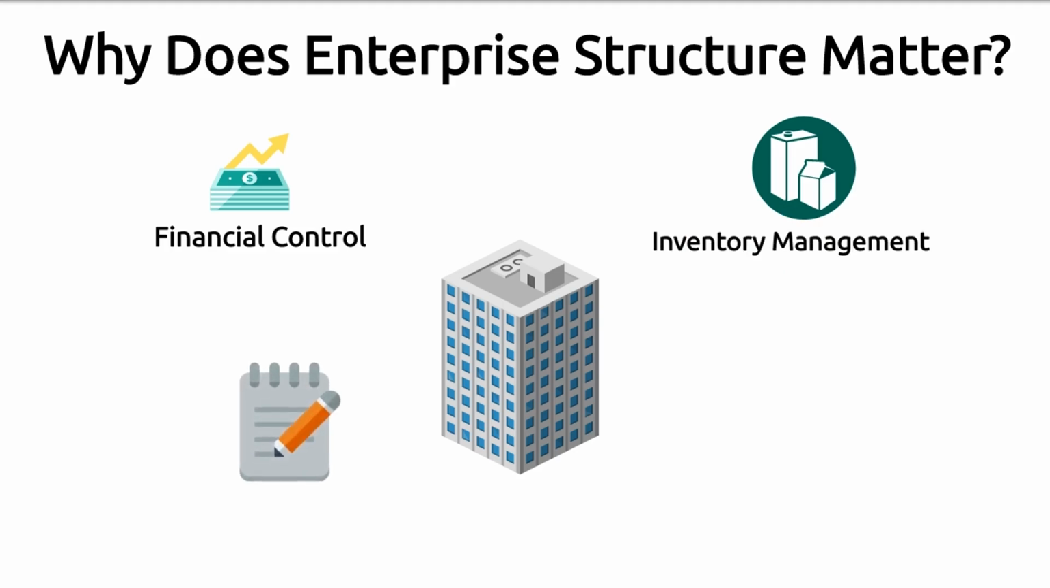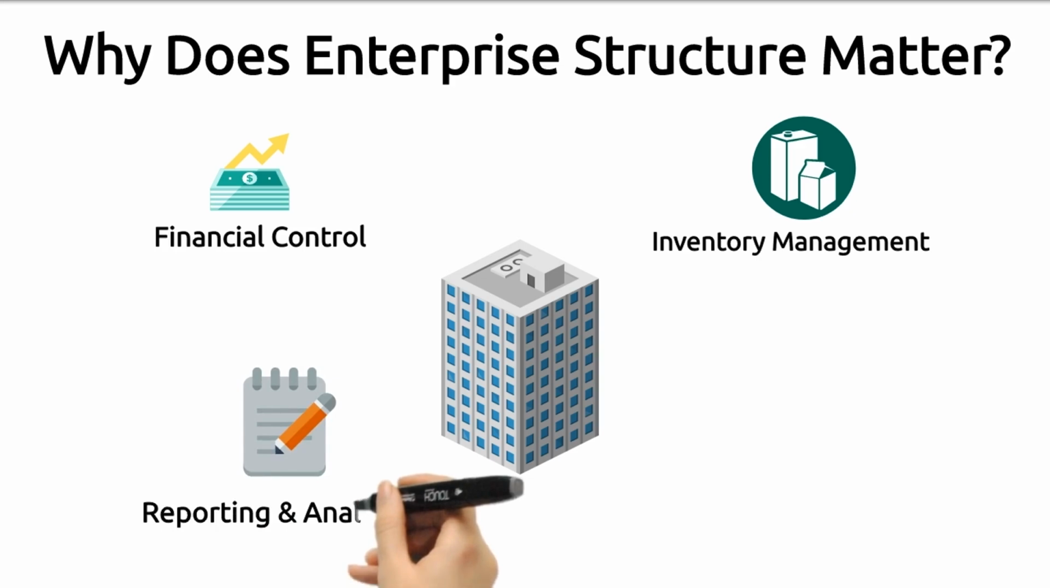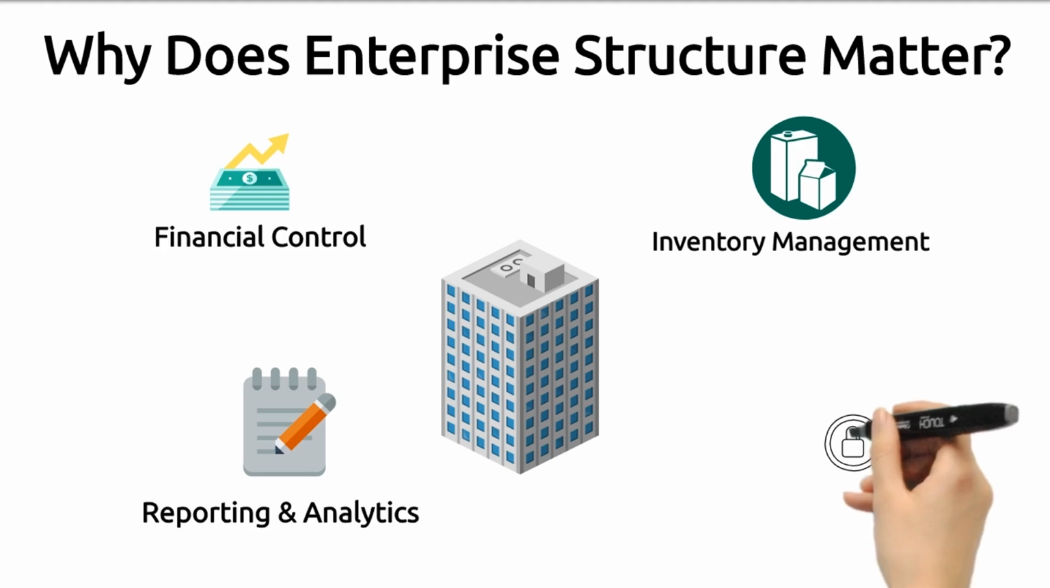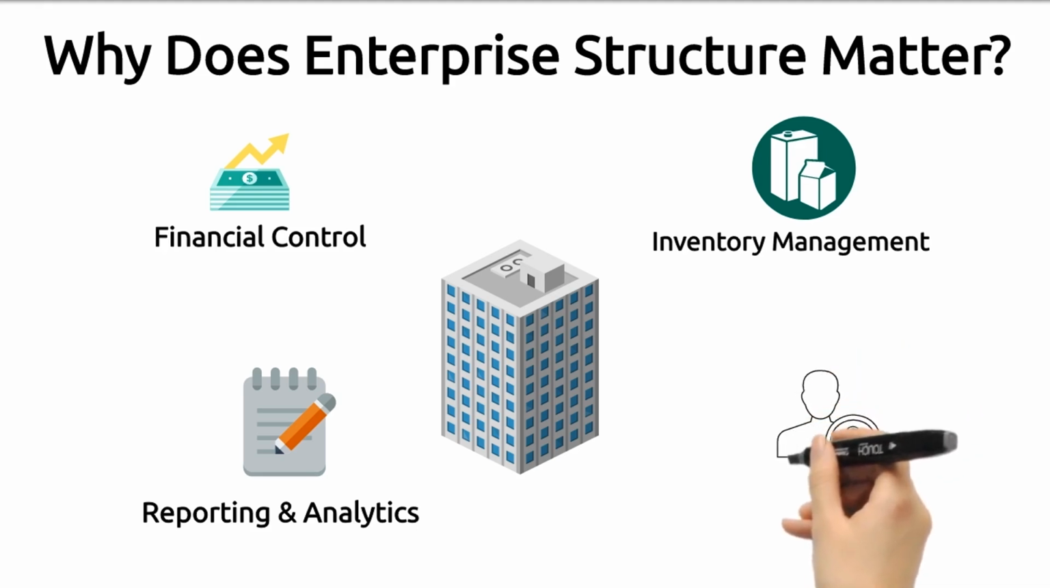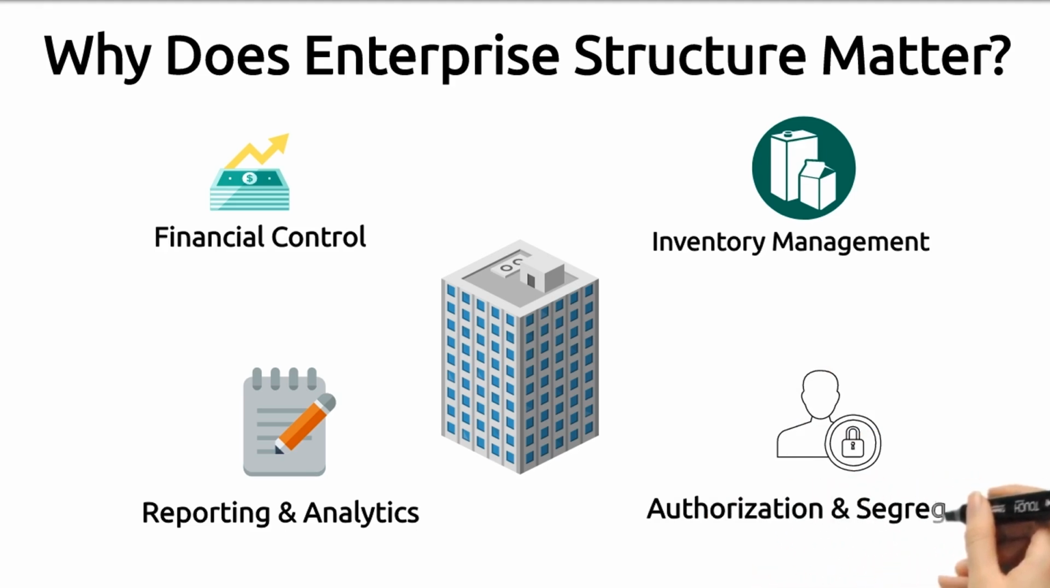Third, reporting. When the CFO asks, "How much inventory value do we have at each location?" SAP uses the enterprise structure to pull accurate numbers. And fourth, authorization. Maybe the Pune plant manager should only see Pune transactions, not Mumbai's. The structure allows SAP to enforce these access controls.